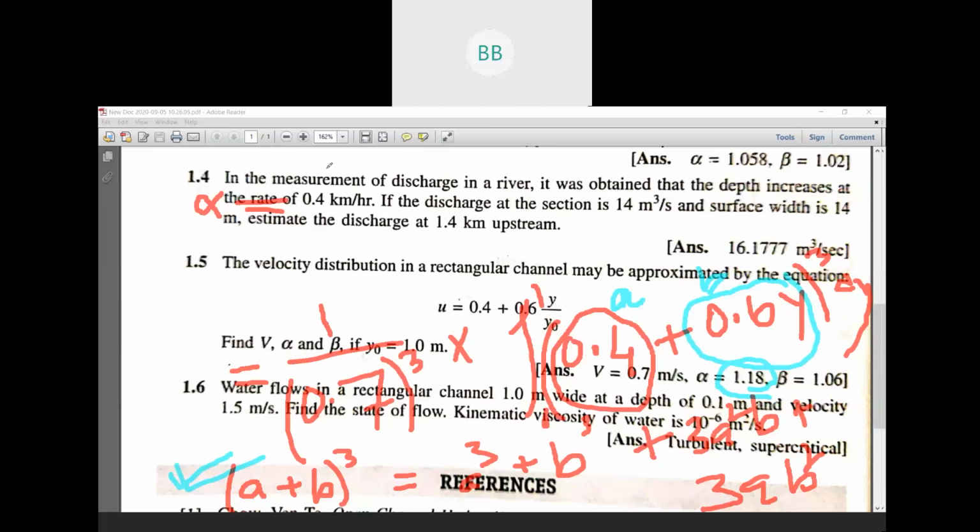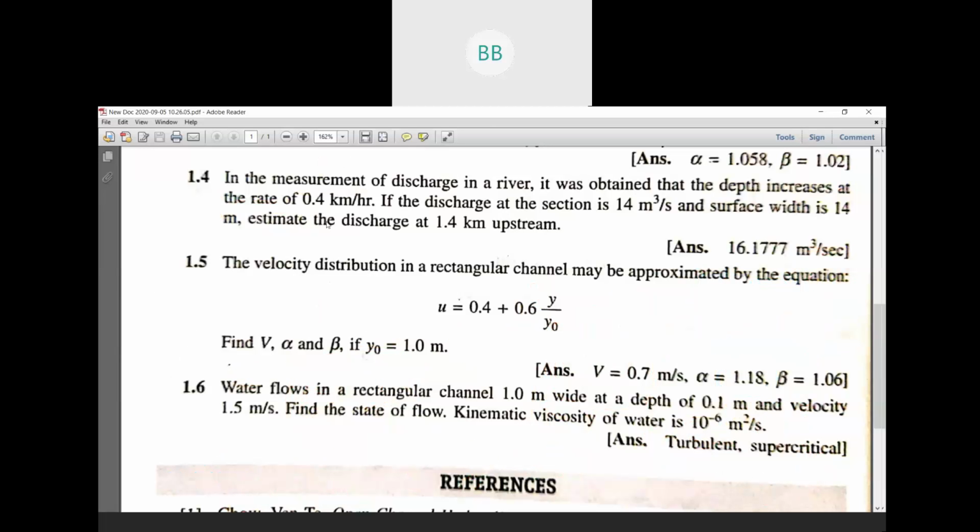If you further solve, this will be your 1 by 0.7 cube. Then we have integration 0 to 1. So the first one is a cube, that is 0.4 cube, which is nothing but 0.064.